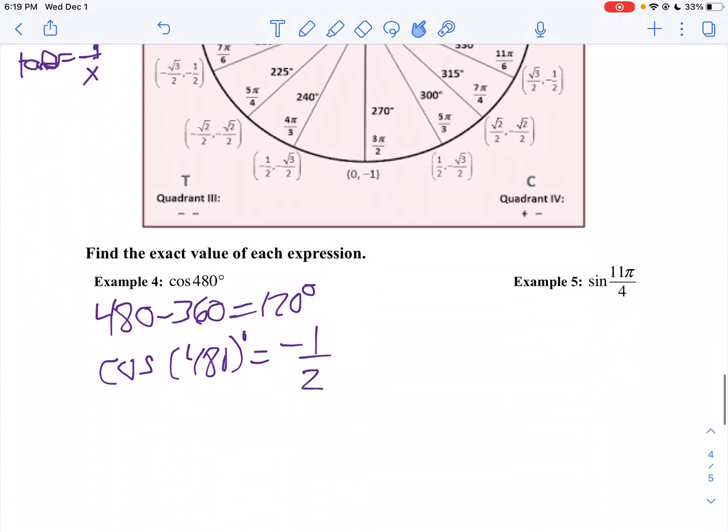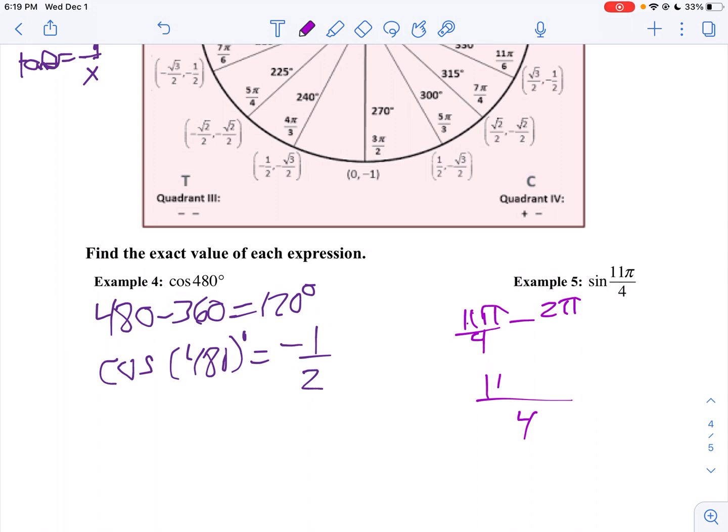Now let's take a look at the sine of 11 pi over 4. First off, I notice 11 pi over 4. Once again, that is more than one rotation. So what I'm going to do is subtract 2 pi, or subtract multiples of 2 pi, until I get an answer between 0 and 2 pi. Well, I want a common denominator here, don't I? So to find my common denominator, well, my common denominator is 4.